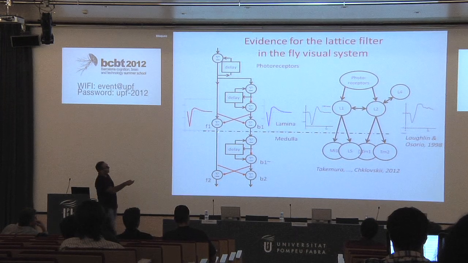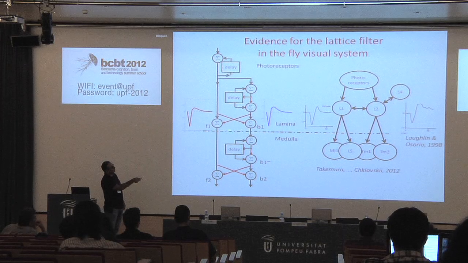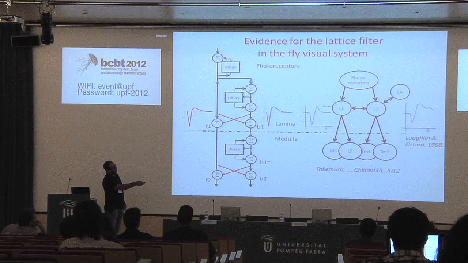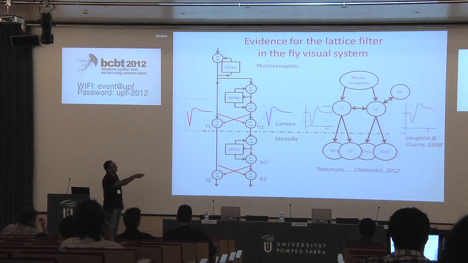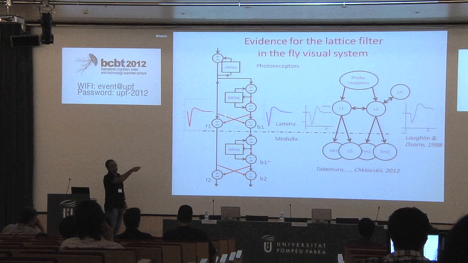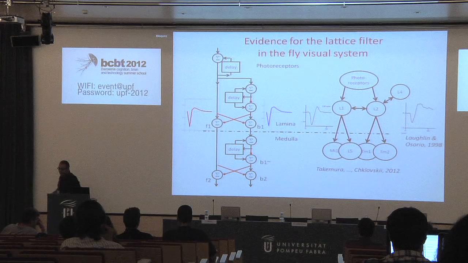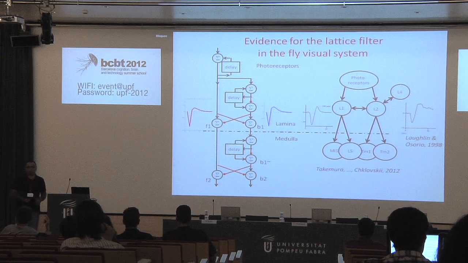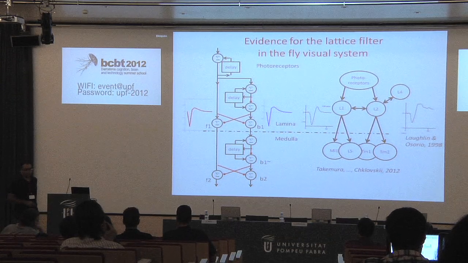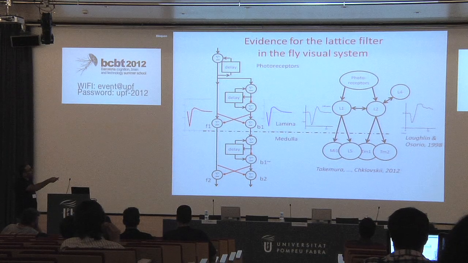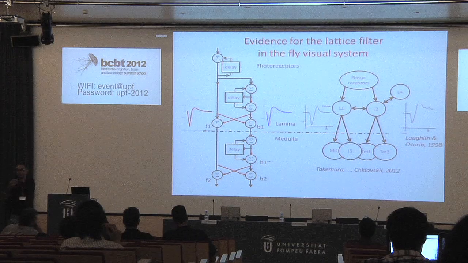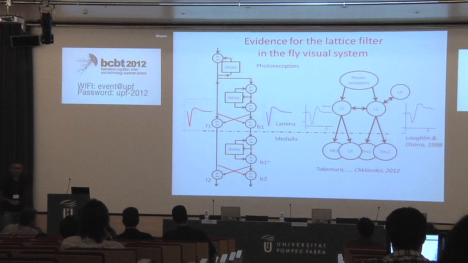So I would say that the output of L1 and L2 is this point. That's the projection to the medulla. And so this kind of computation happens in the lamina. But the filter is recorded in the output terminals. The recording of the soma is probably more indicative of what happens right there. But, I don't know.